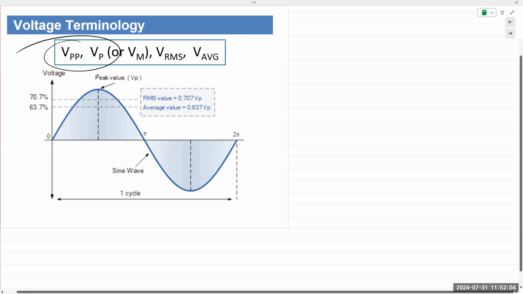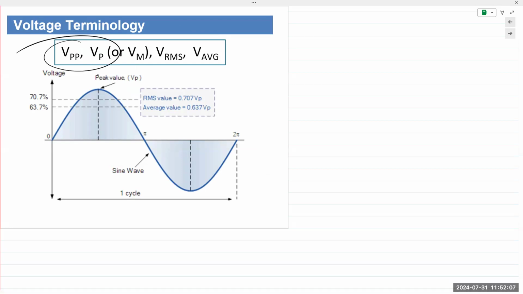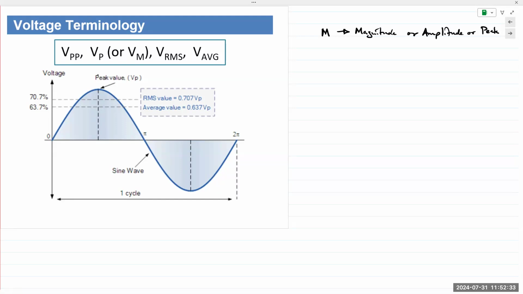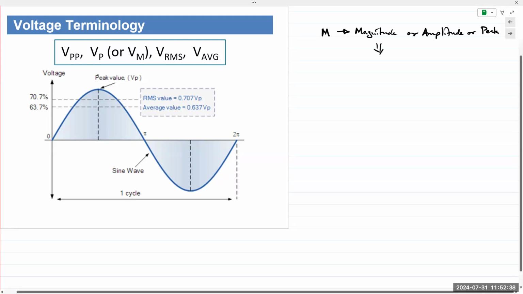peak voltages, peak-to-peak voltages, and magnitude, VM. For those of you who were in my class, 201, that M stands for magnitude. Hopefully you remember it. Maybe you don't. Magnitude or amplitude or peak voltage basically tells you what the maximum value of the quantity is on the y-axis. Okay, it's the y-axis values.